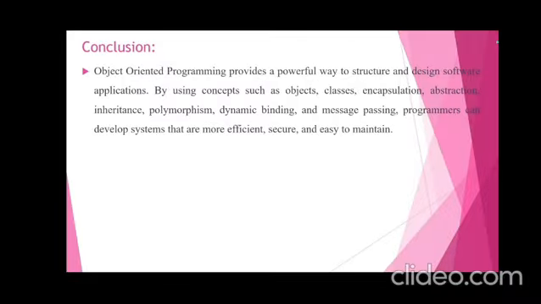So the conclusion of the characteristics of object-oriented programming are as follows. Object-oriented programming provides a powerful way to structure and design software applications by using objects such as classes, objects, encapsulation, abstraction, inheritance, polymorphism, dynamic binding and message passing. Programmers can develop systems that are more efficient, secure and easy to maintain.